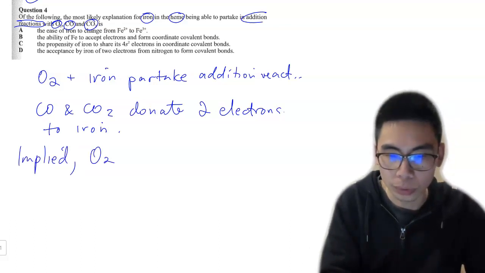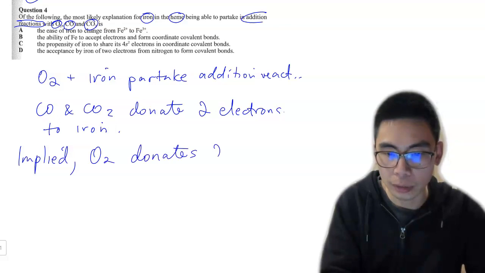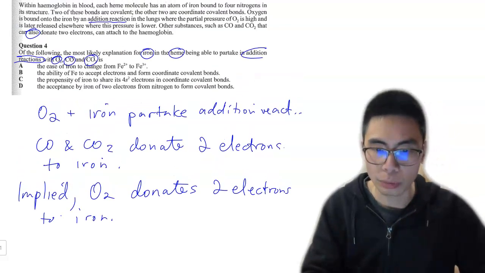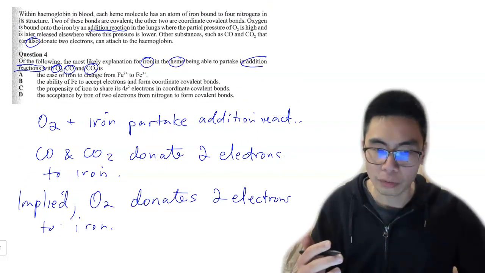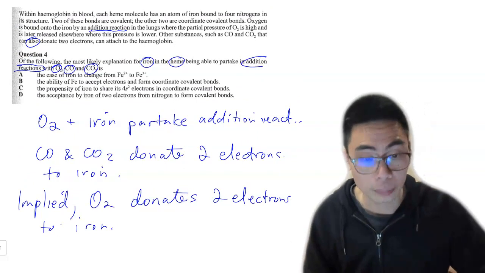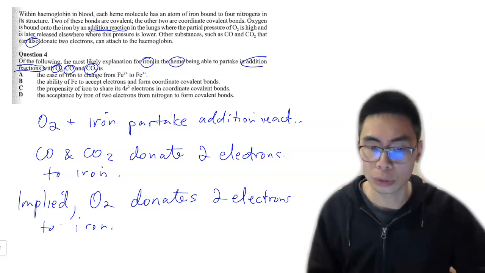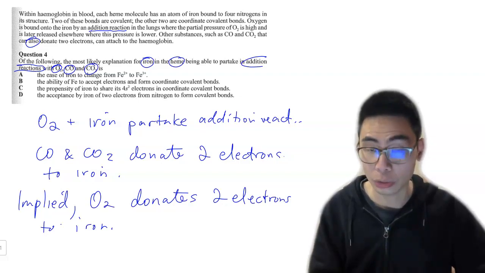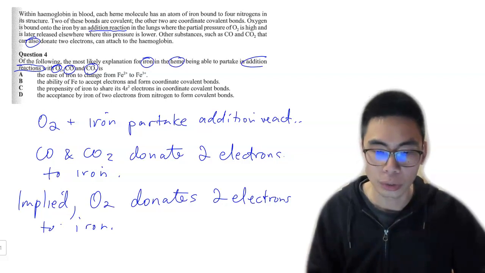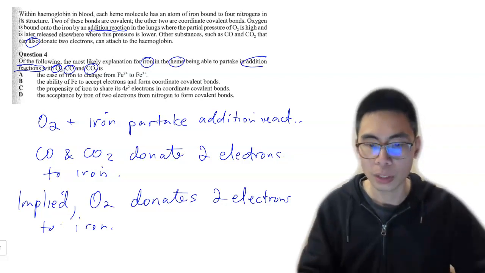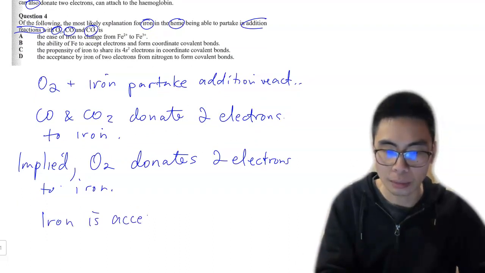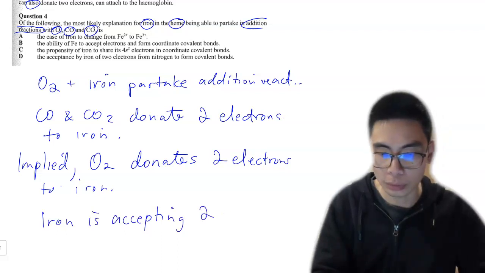That O2 donates 2 electrons to iron. Now, this is important, especially if we have scoped out the answer options already and can see that there's a lot of references to electrons. So I'm thinking, we're on the right track here. We've found out something about what's going on with the electrons. So O2 is donating 2 electrons to iron. What this is saying is that iron is accepting 2 electrons.